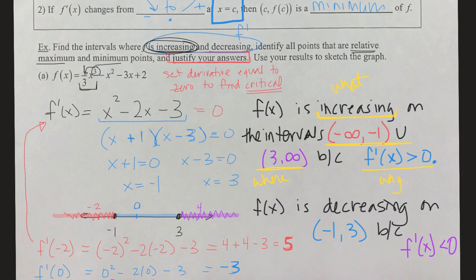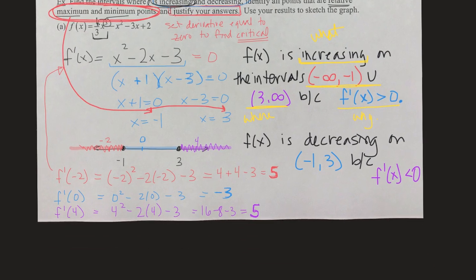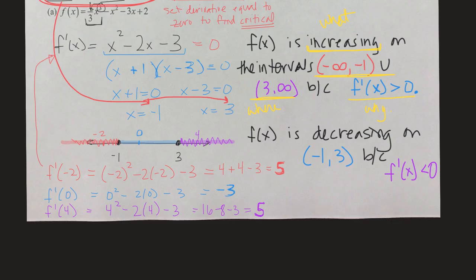These answers are going to come from your critical points. Your maxes and your mins are going to be your critical points, which in this case are -1 and +3. So at -1, what type of a point do we have? Our function was increasing to -1 and then decreasing after -1. So what type of a point happens when we go from increasing to decreasing? A maximum.